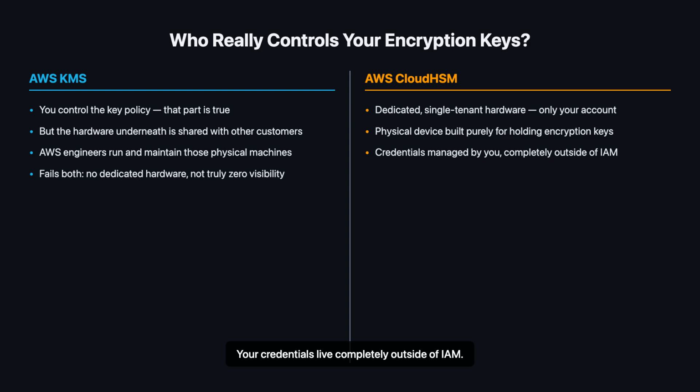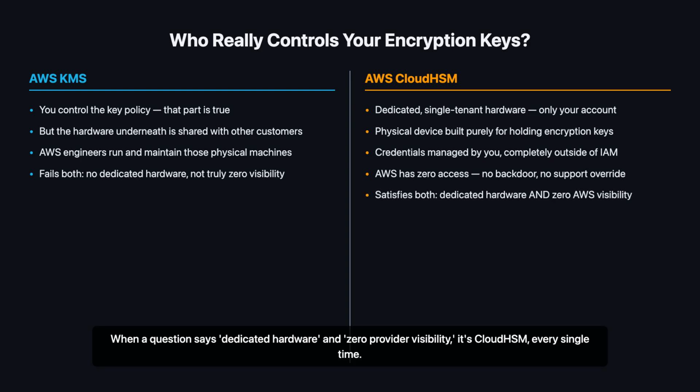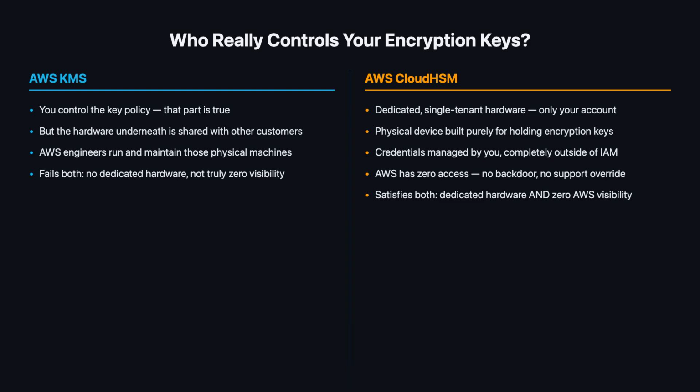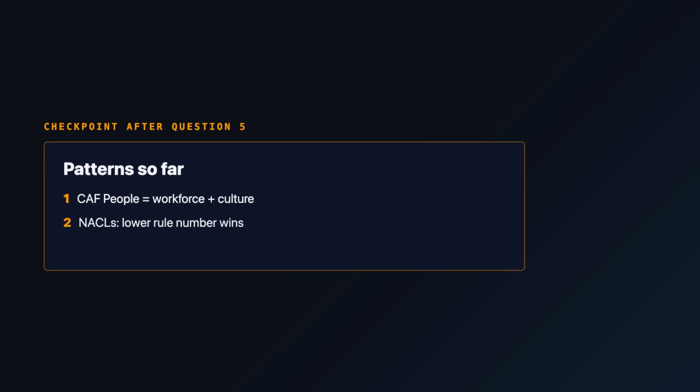Your credentials live completely outside of IAM. AWS has literally no way in. When a question says dedicated hardware and zero provider visibility, it's CloudHSM, every single time. 5 questions in. CAF People covers workforce transformation. NACLs are your only subnet-level deny control, and CloudHSM is the one service where AWS cannot see your key material.